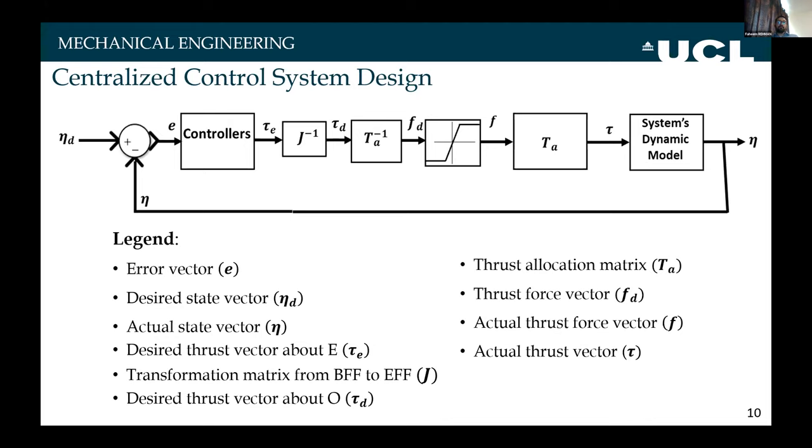That was multiplied with the thrust allocation matrix to get the desired forces of the thrusters. And then applying the saturation limit, we can get the actual thrust forces, and multiplying that with the thrust allocation matrix to get the actual thrust vector. And finally, giving the actual thrust vector as a control input to the system's dynamics, we get the actual states of the system. And this process continues until the error goes to zero.